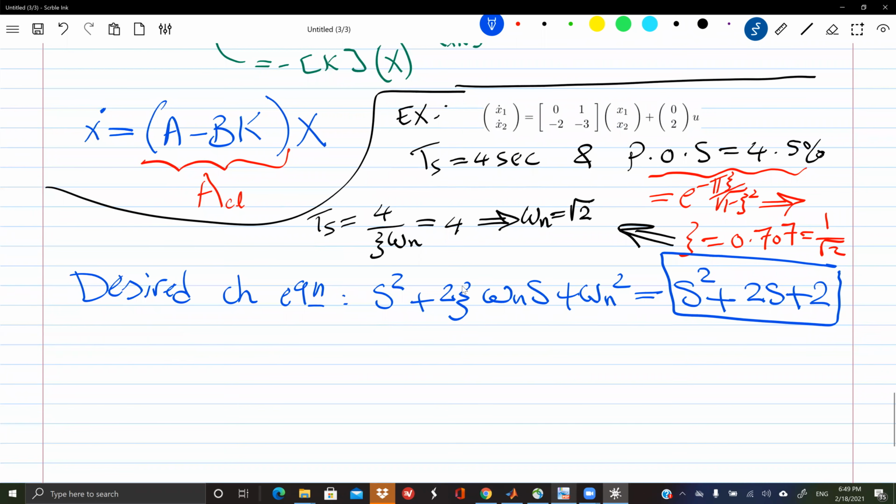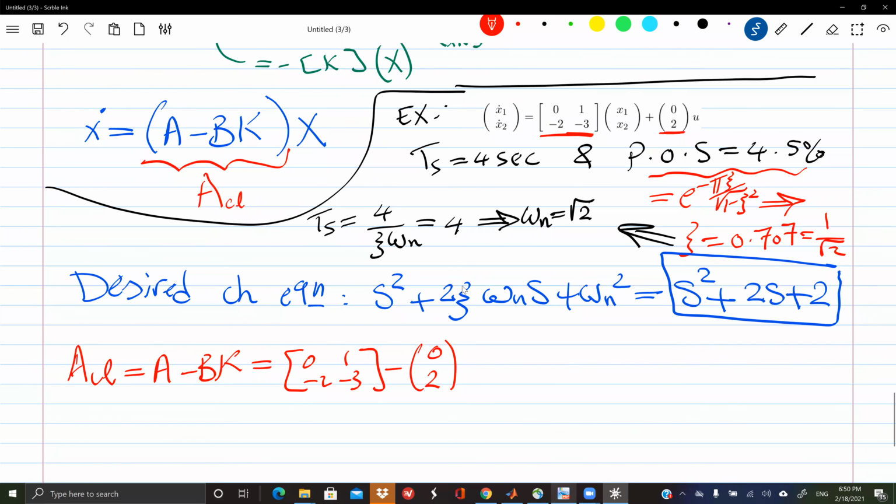Okay. What is your A closed loop? My A closed loop is A minus BK from here. So my A matrix, here is your A matrix, 0, 1, negative 2, negative 3. Minus B, here is your B matrix, 0, 2, times K. K are gains, so it's just K1, K2.